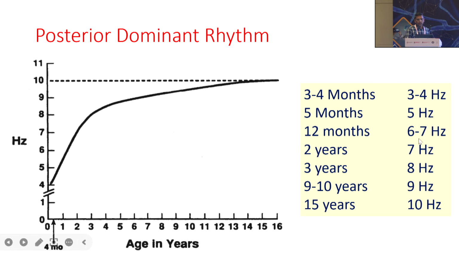By 1 year, this changes to around 6 to 7 hertz in the theta range PDR. Then by 3 years, nearly 50% of children will have an alpha range posterior dominant rhythm. By 8 years, most of them, or more than 80% of children, will have alpha rhythm, 8 hertz rhythm or above. Okay, so remember 3 to 4 months, 3 to 4 hertz, 1 year, 6 to 7 hertz. That is the posterior dominant rhythm.